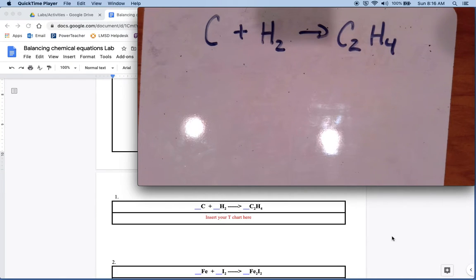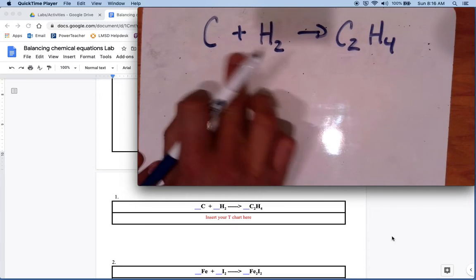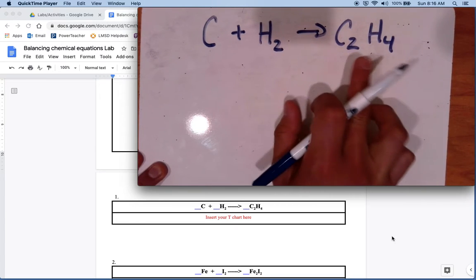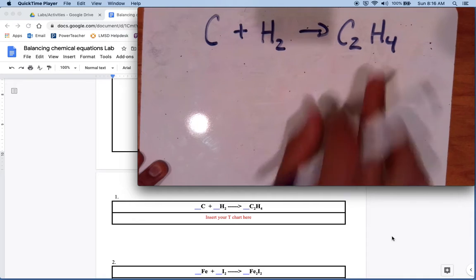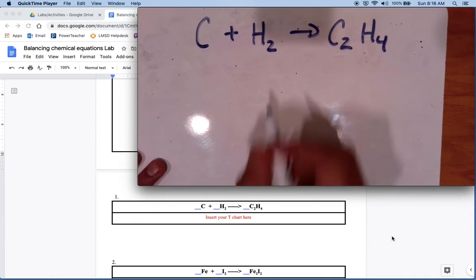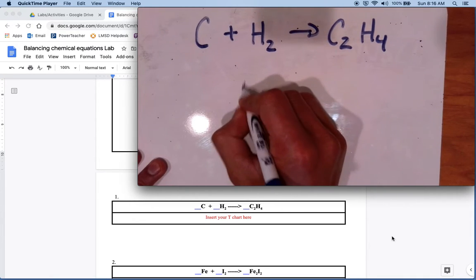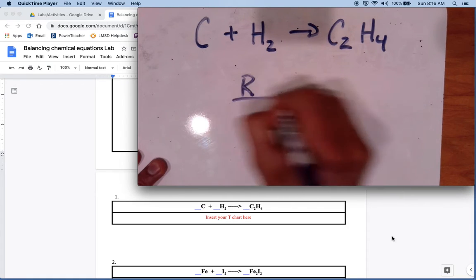All right, let's do number one. So here's my chemical equation. My reactants are carbon plus hydrogen makes C2H4. So what do I start with? I'm going to write out my reactants and my products.